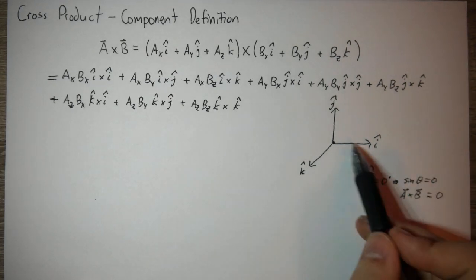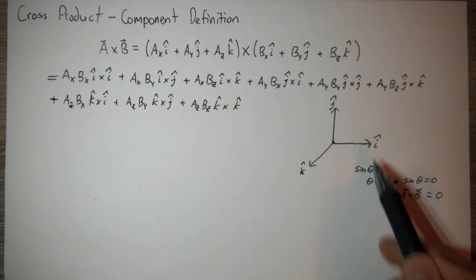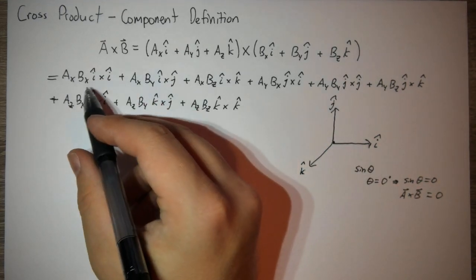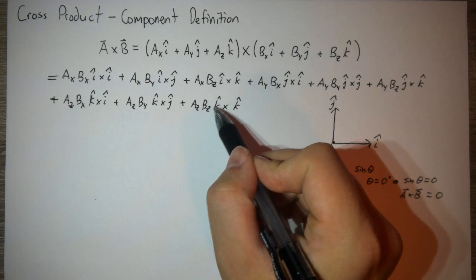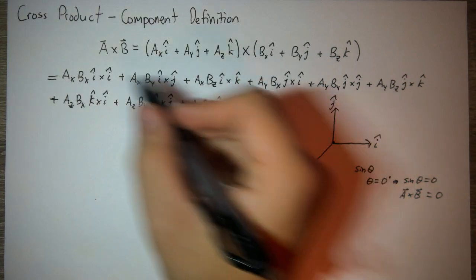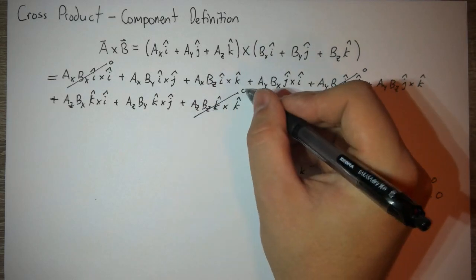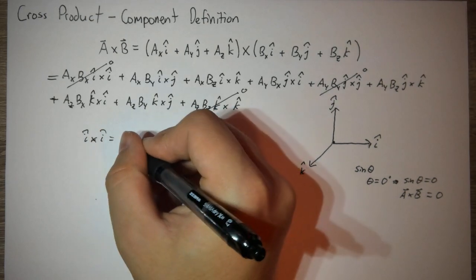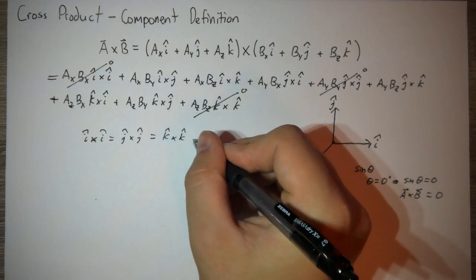So what this is essentially saying is if we look at our coordinate system, if you have the cross product of vectors in the same direction, then the cross product is 0. So that means if we look at our equation, any terms that have the same unit vector is 0. So we can immediately reduce it by crossing out these terms as 0. And so in words, i cross i equals j cross j equals k cross k equals 0.